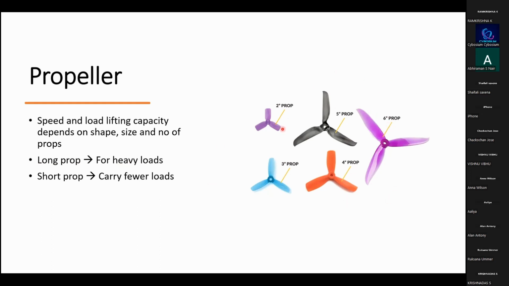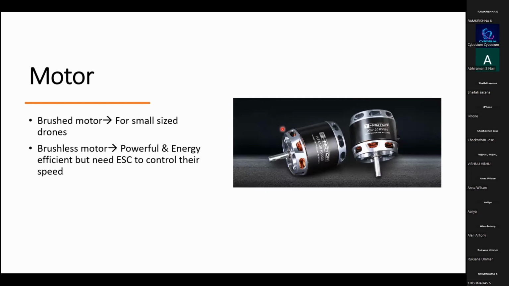The next component is the motor. I think you have a decent background to understand brush motors and brushless motors. There can be two kinds of motors, and it is up to the application of the quadcopter to decide which motor to use. For small drones, they are brush motors, and for powerful or energy efficient drones, they are brushless motors. But they need an ESC, an electronic speed controller, to control their speed.